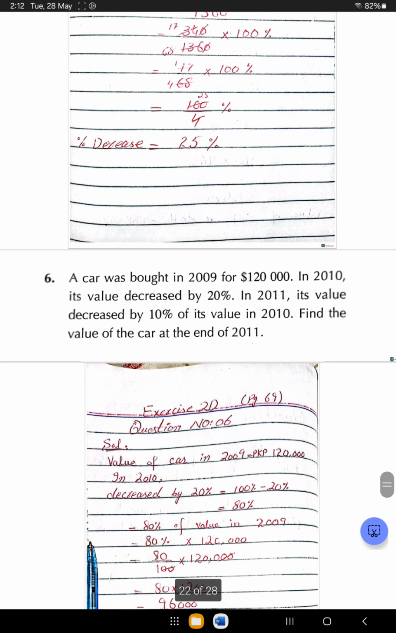Question number 6. A car bought in 2009 was $1,20,000. In 2010, its value decreased by 20%. In 2011, its value decreased by 10% of its value in 2010. Find the value of the car at the end.